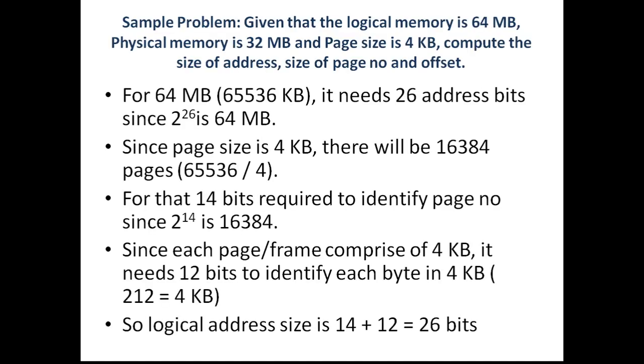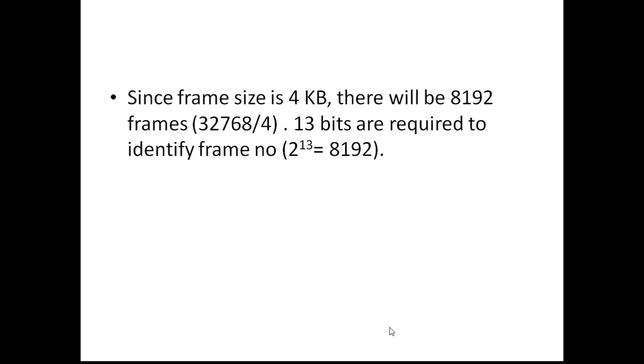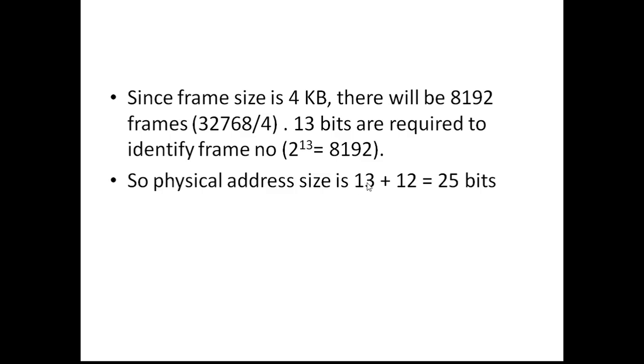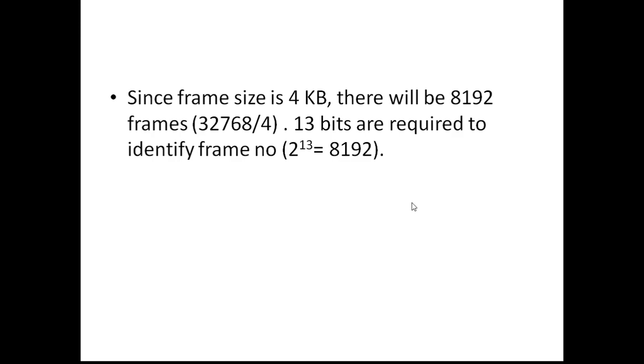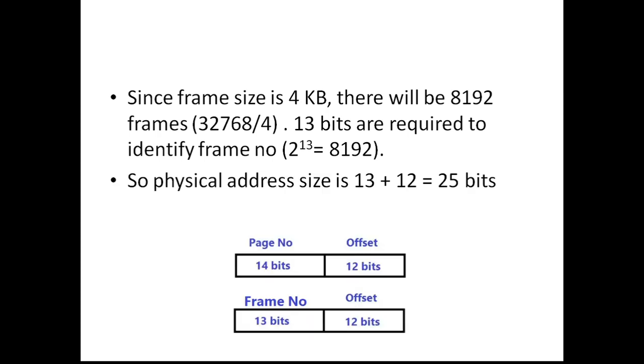The first part is the logical address, 26 bits, where this part is the page number and this part is the offset. Similarly, for the physical address, 13 bits are used for the frame number and 12 bits are used for the offset. The offset will always be the same between logical and physical address. This is the final answer we have calculated.